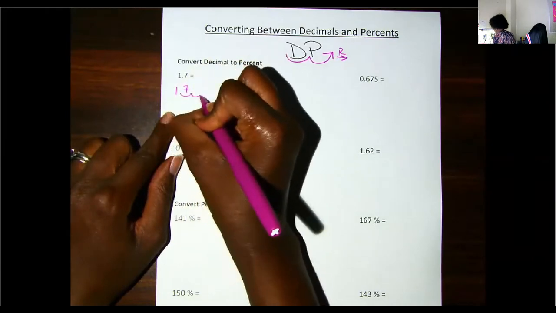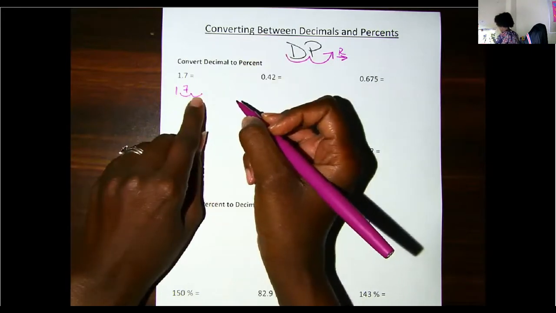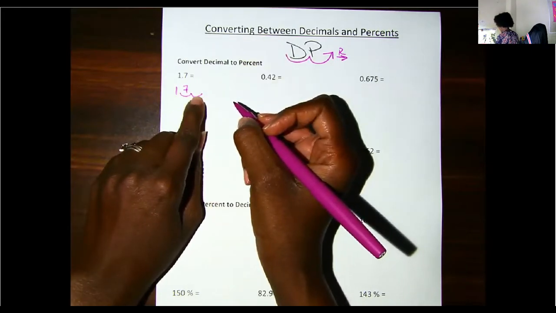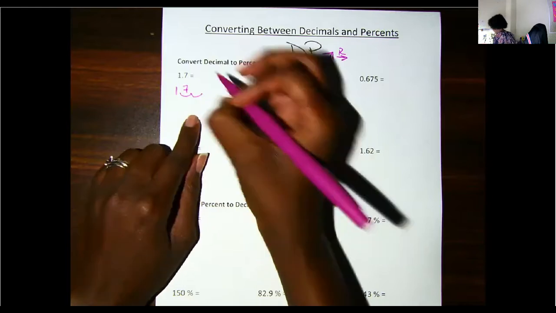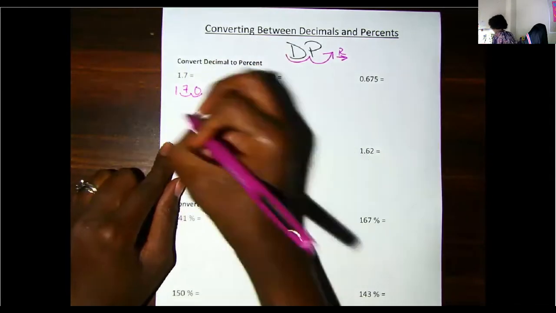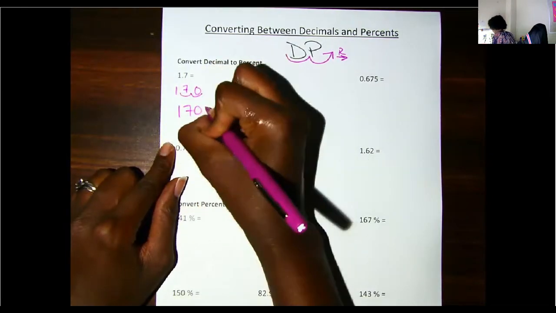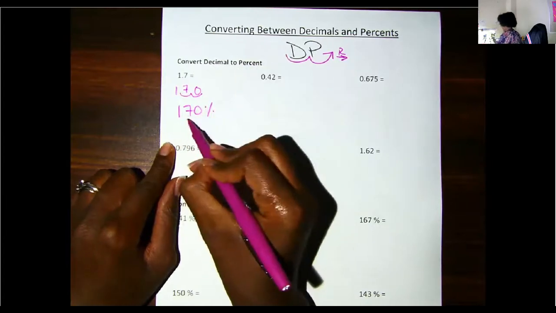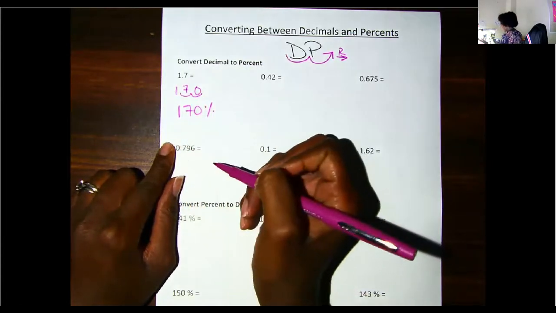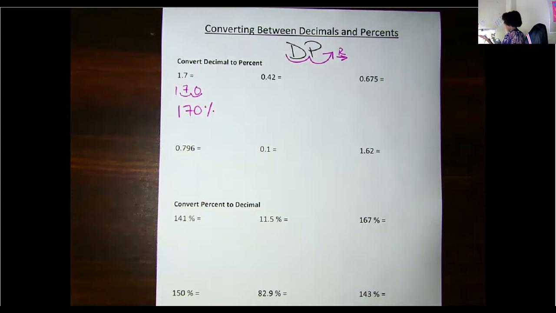1, 2. Whenever I have an empty spot, what do I fill it with? A 0. I'm going to put a 0. So my percent is going to be 170%. Now you might be saying, Miss, how can you have 170%? Well, anything that's over 100, that means you have excess of that, okay?